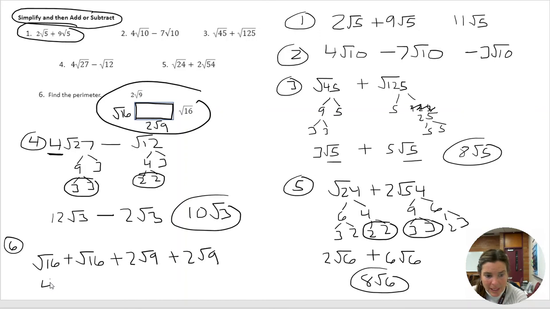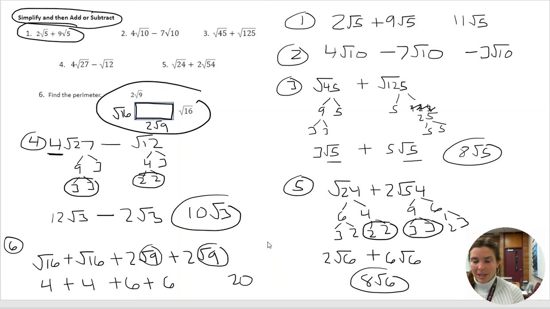So square root of 16 is 4. Square root of 16 is 4. Square root of 9 right here is really just a 3. 3 times 2 is 6. Square root of 9 is really just a 3. 3 times 2 is 6. So 4 plus 4 plus 6 plus 6 is 20. Okay, so that is for that section.